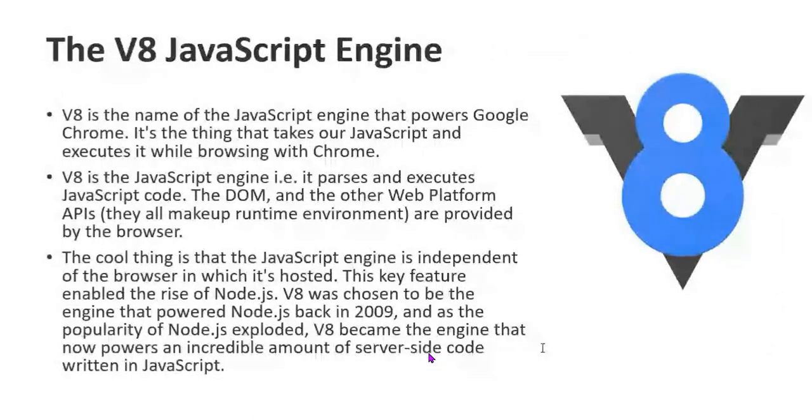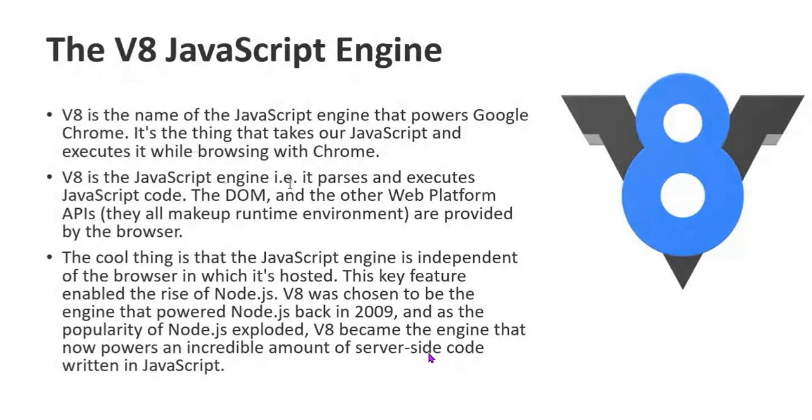And this is the introduction to the V8 JavaScript engine. V8 is the name of the JavaScript engine that powers Google Chrome. V8 helps to power Google Chrome, and it executes the JavaScript code in the browser. It takes our JavaScript and executes it while browsing in Chrome. When we browse in Chrome, the V8 engine helps to execute the JavaScript code.